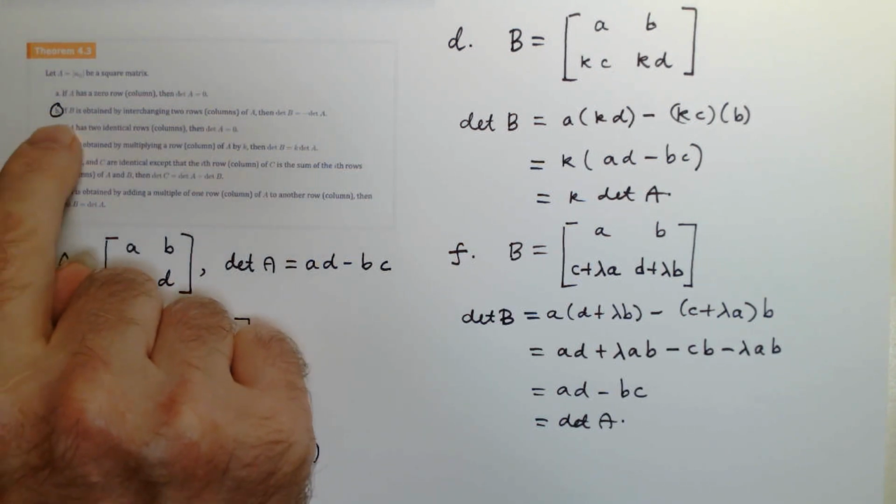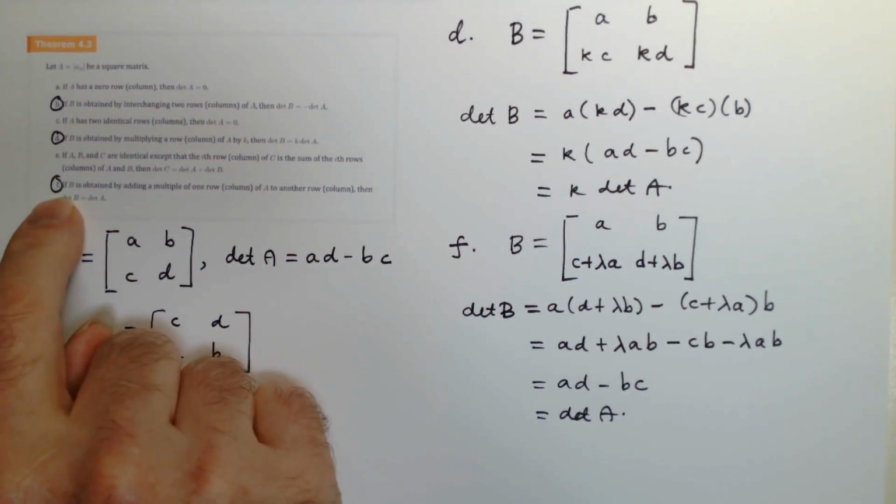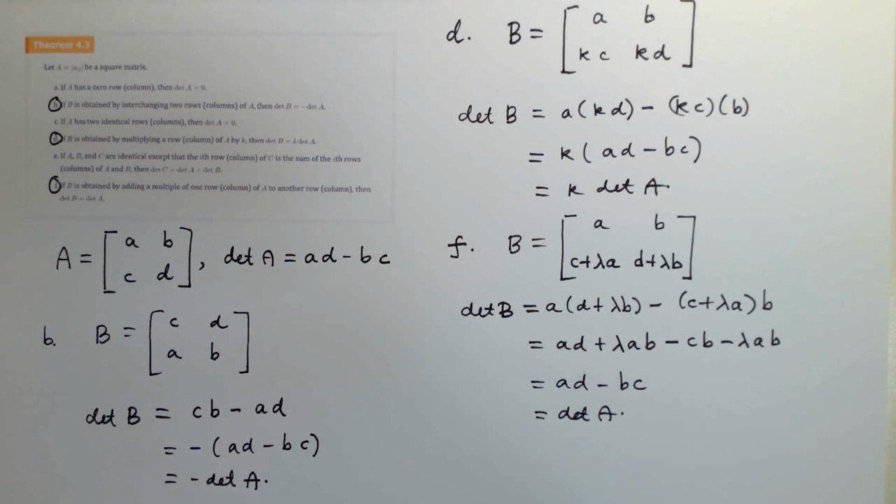So the heart of theorem 4.3, and this is really what we're going to need going forward, are properties B, D, and F pertaining to the type 1, type 2, and type 3 operations that we would typically apply to a matrix to effect reduction to, let's say, a reduced row echelon form or even a row echelon form. Okay, let's head back to the class notes and continue.